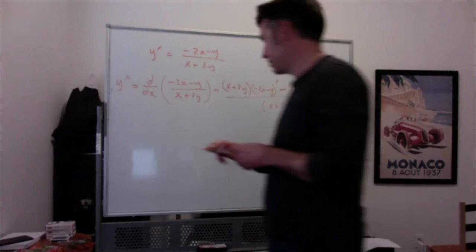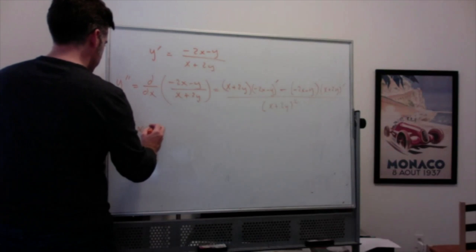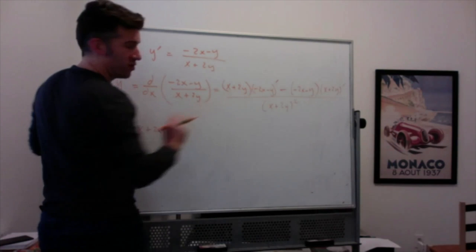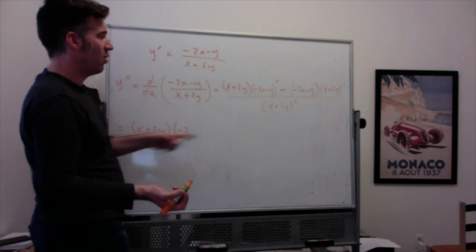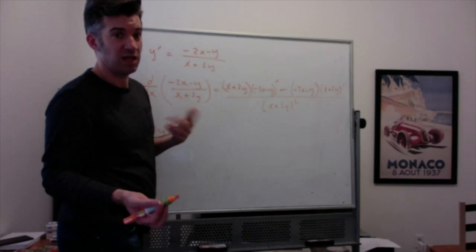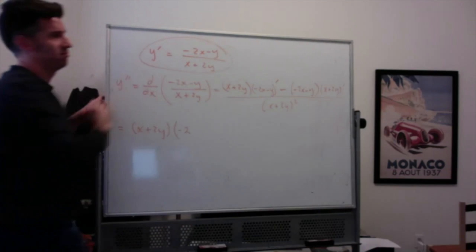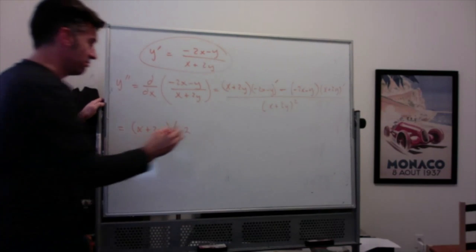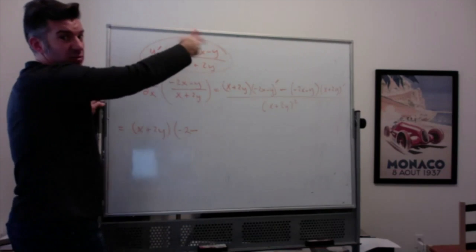Okay, so now let's fill in the blank, or let's do a little more. So this is going to be x plus 2y times, all right, what's the derivative of negative 2x? It's negative 2. What's the derivative of negative y? It's negative y prime. So it's minus all of this garbage.